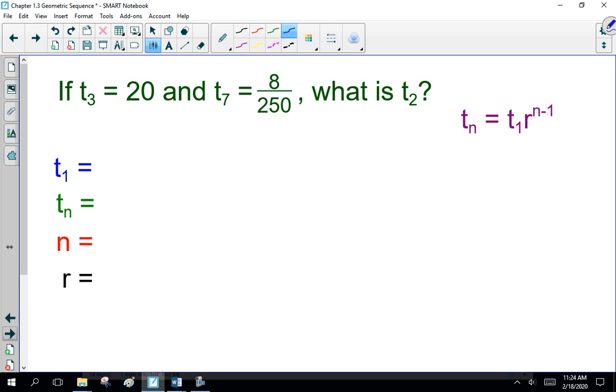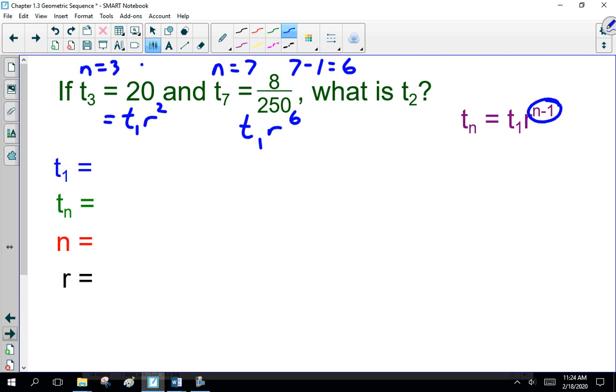Well, it looks nasty until you start thinking. T3 is T1 r squared. T7 is T1 r to the 6. Hang on. Third term, it's n minus 1. Now, I did that in my head. I should have written it out, but 3 minus 1 is 2. I'm hoping you can follow along. Okay, n equals 7. 7 minus 1 is 6. n equals 3. 3 minus 1 is 2. Hence, T1 r squared, T1 r to the 6.